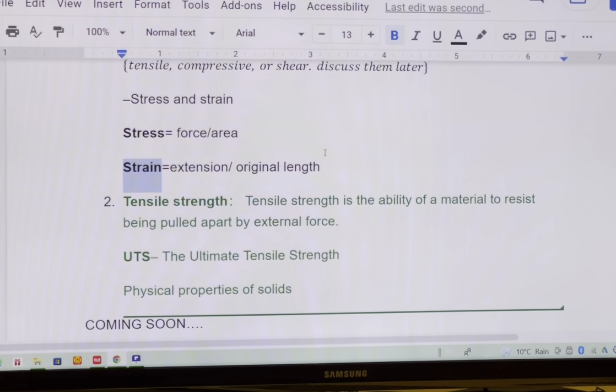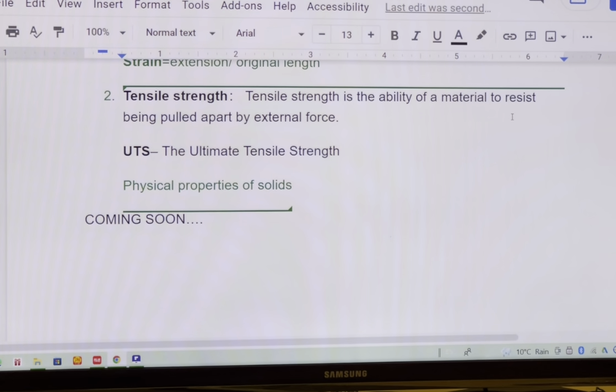Second, tensile stress. Tensile stress is the ability of a material to resist being pulled apart by external force. Here is a very important term you should know, the UTS. What does UTS abbreviate? Ultimate tensile stress. Very important, you could be asked what UTS is. Remember, it is the ultimate tensile stress.